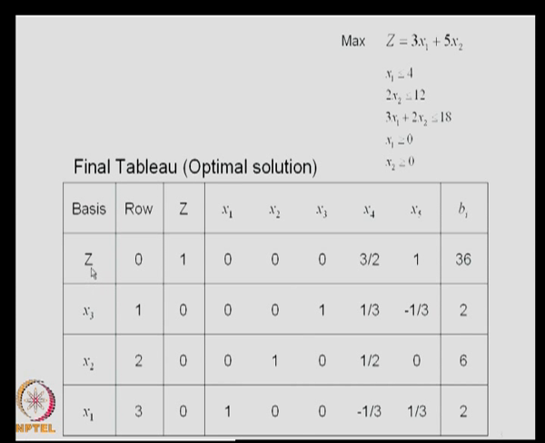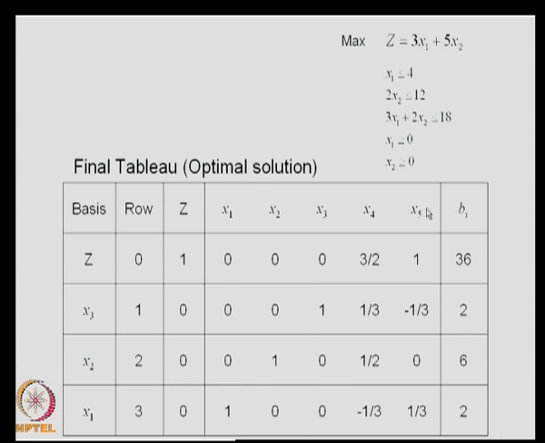The solution itself will be read as follows: the b i column gives the solution. z is equal to 36, x 3 is equal to 2, x 2 is equal to 6 and x 1 is equal to 2. So, this is how you read the solution from the final simplex tableau.